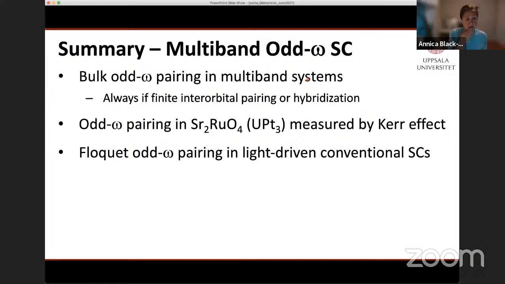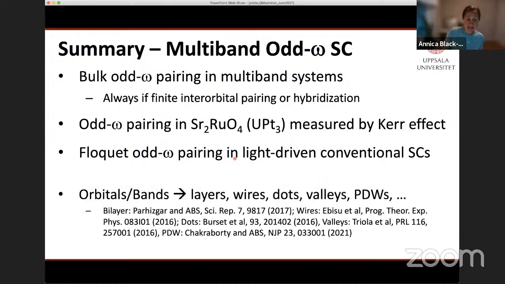Okay, so I think that actually summarizes what I want to say about multiband systems. What's important is that you have multiple bands or orbitals, and you always have odd frequency pairing in the system as soon as you have some sort of process that takes you between your orbitals and bands. You can either have hybridization in a normal state or pairing that goes between the two orbitals. I'll show you what happens in Strontium Ruthenate. We've done similar work, it's calculated for uranium platinum 3. In both cases, you can measure it by the Kerr effect. I'll show you here an example of what happens in light-driven conventional superconductors.